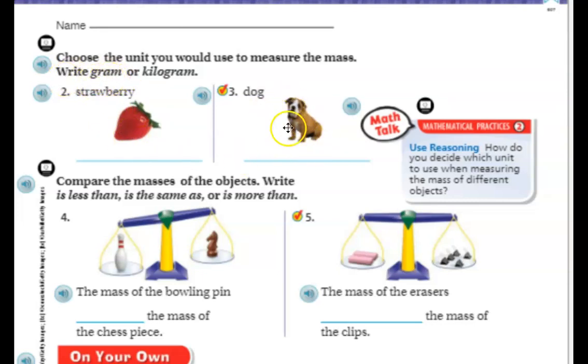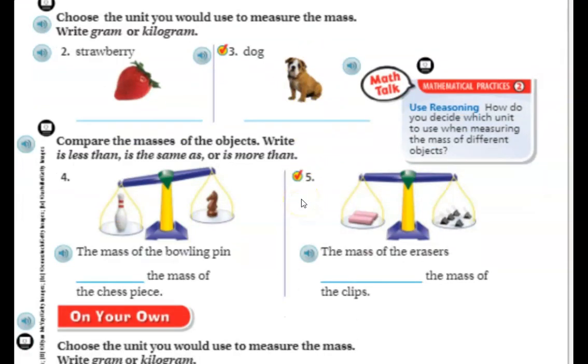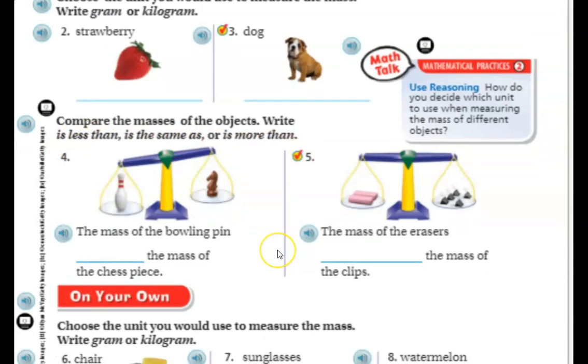How about a dog? If I tried to pick up Judith, I think I'm going to have to use some muscle. So it's definitely going to be a kilogram. Compare the masses of the objects. Write if it is less than, the same as, or more than.